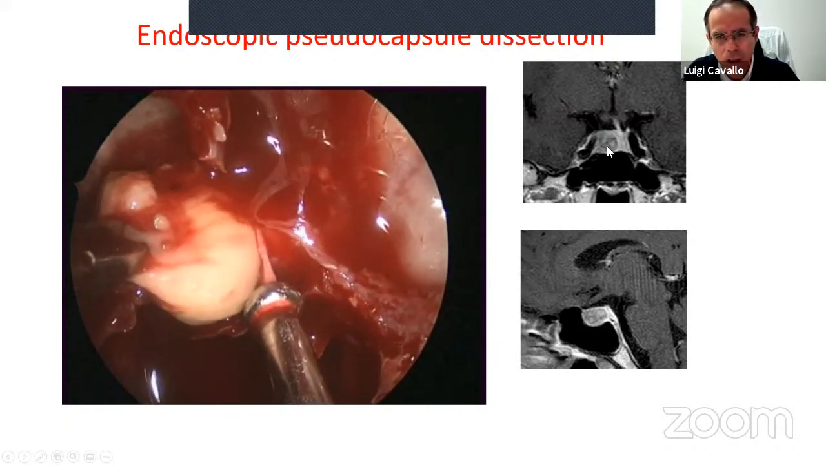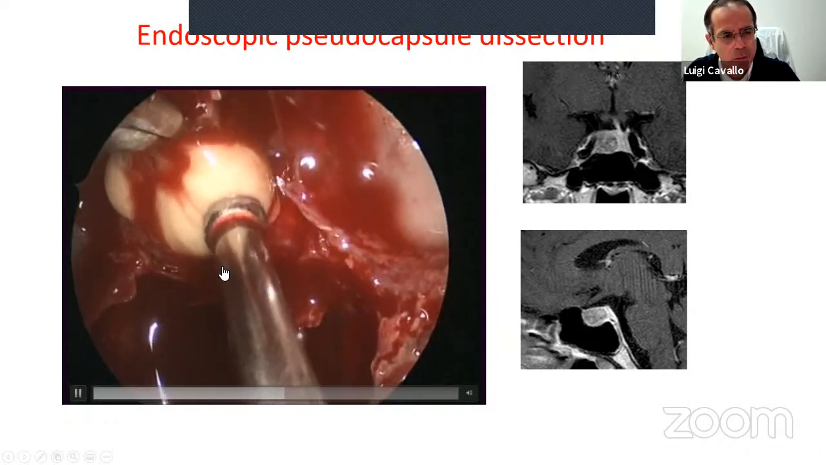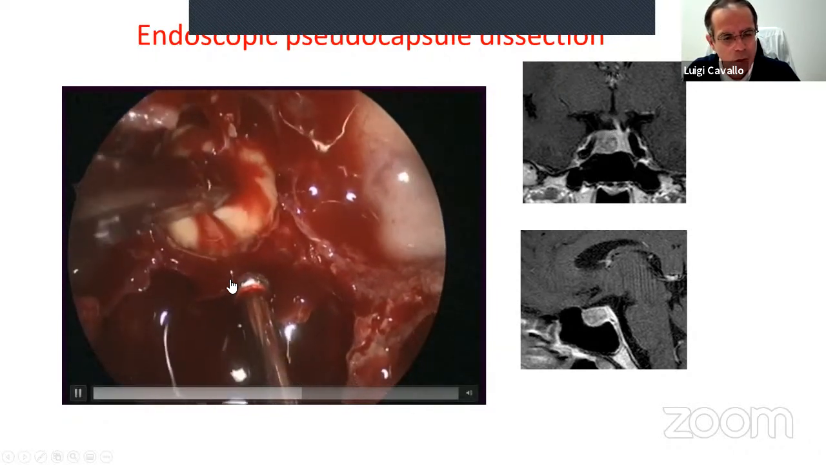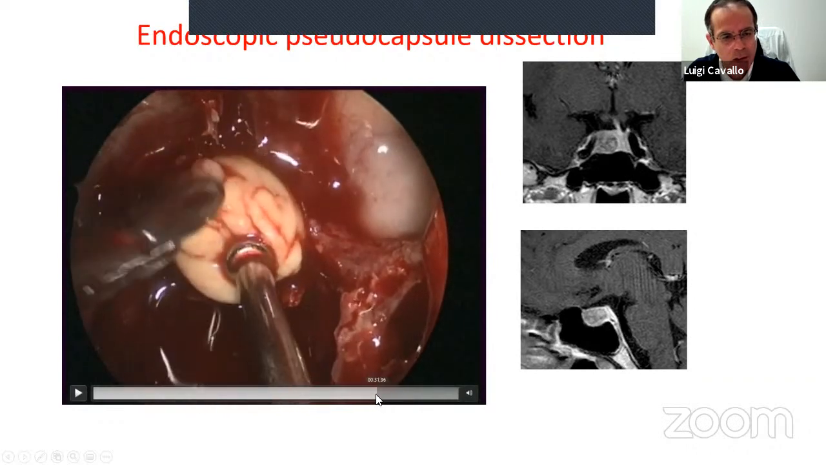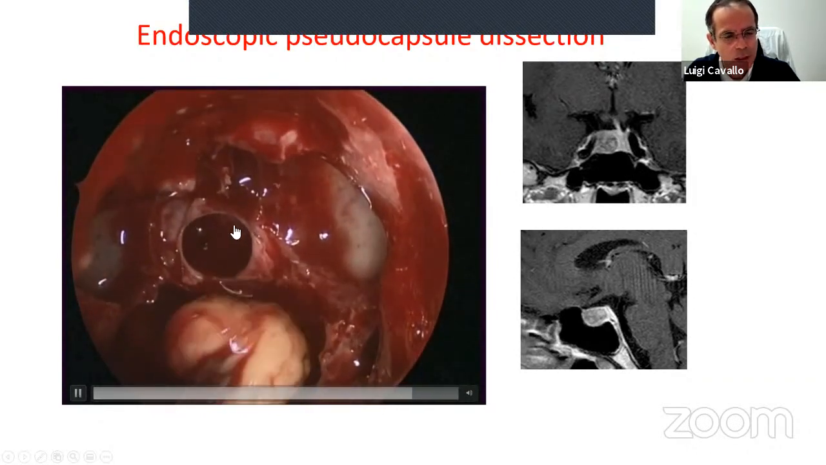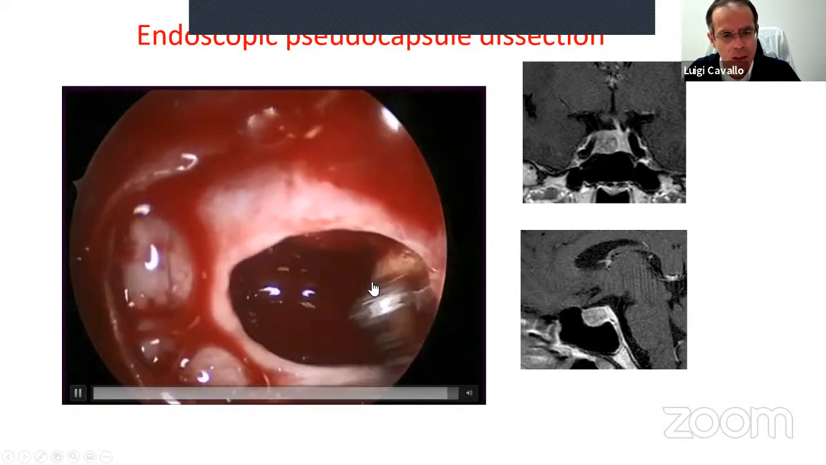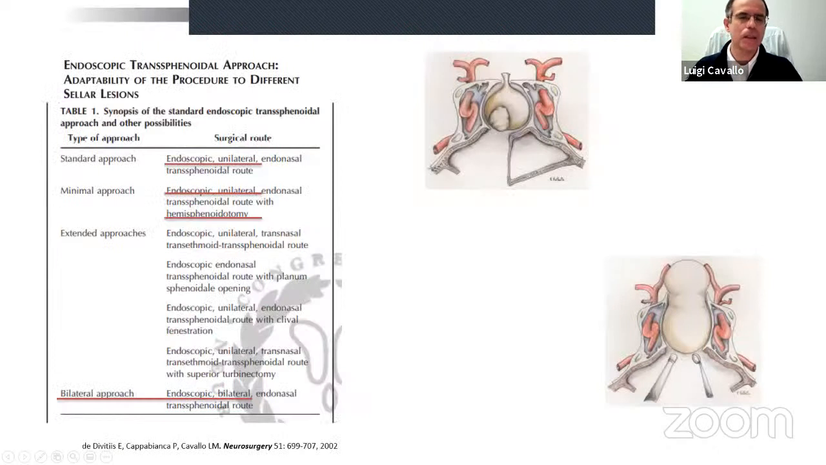You can use the compressed gland as a plane to remove the pituitary tumor en bloc. This is very effective, especially if you have a functioning pituitary tumor like this acromegalic one, and you see here the normal pituitary gland.